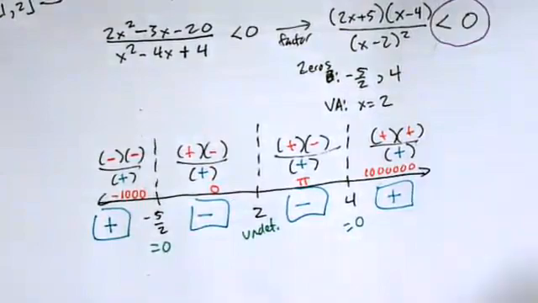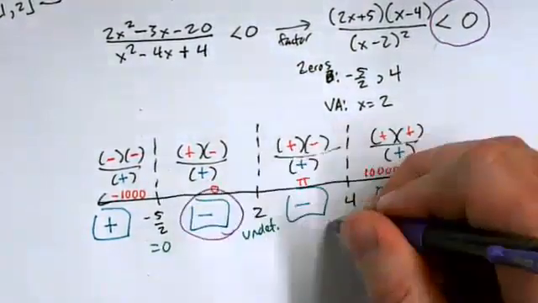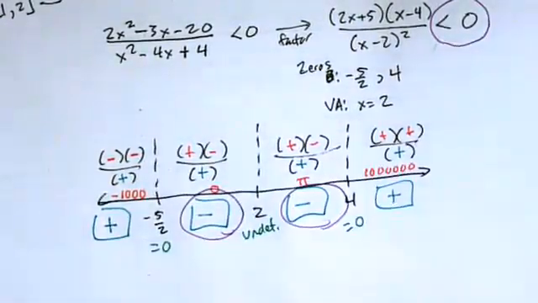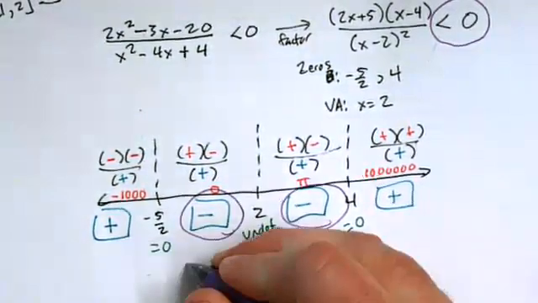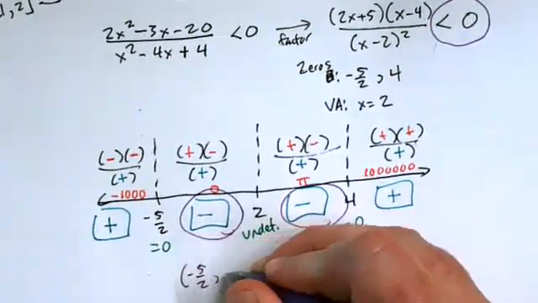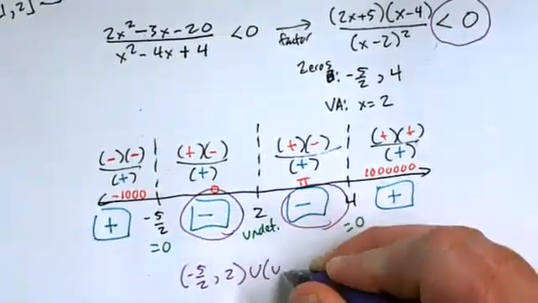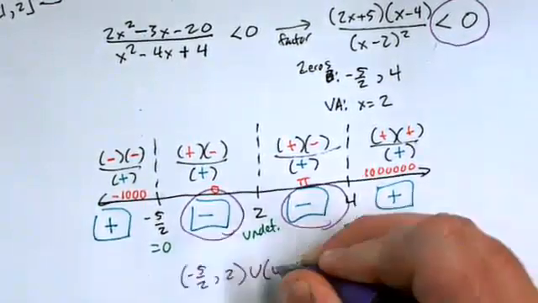So we want the negative regions, which would be this one here and this one here. And yeah, that's it. We've got to be careful that we don't include 2 and we don't include the endpoints. So -5/2 to 2 and 2 to 4. That's a 2.